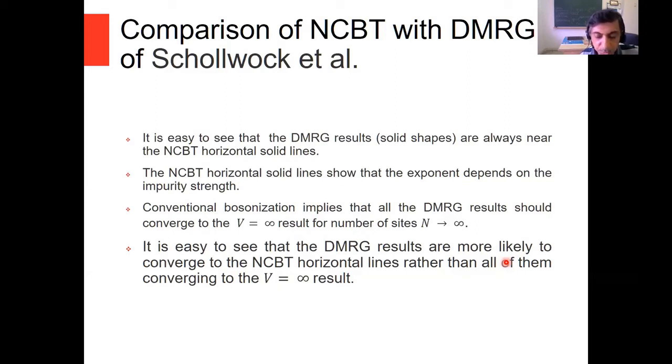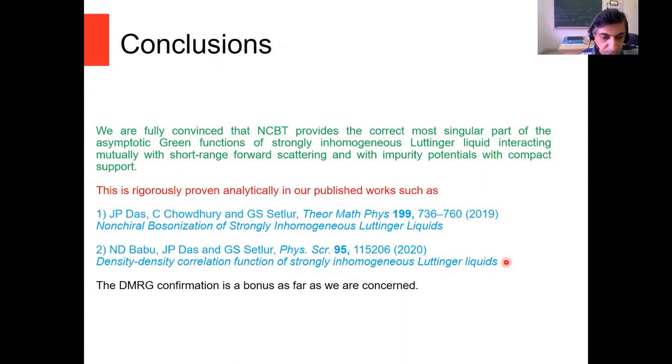They depend upon the impurity strength, and this is consistent with the work of Schollwöck on DMRG, and the analytical papers, we have published 8 of them. The most recent one explicitly does a perturbation theory using conventional fermion perturbation theory, and compares term by term with the corresponding expression.